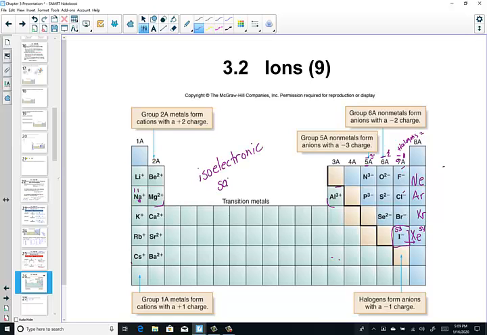And that's just a fancy vocabulary word to say same number of electrons. Iodide has the same number of electrons as the noble gas xenon. Iodine has 53 electrons. Iodide has 54.